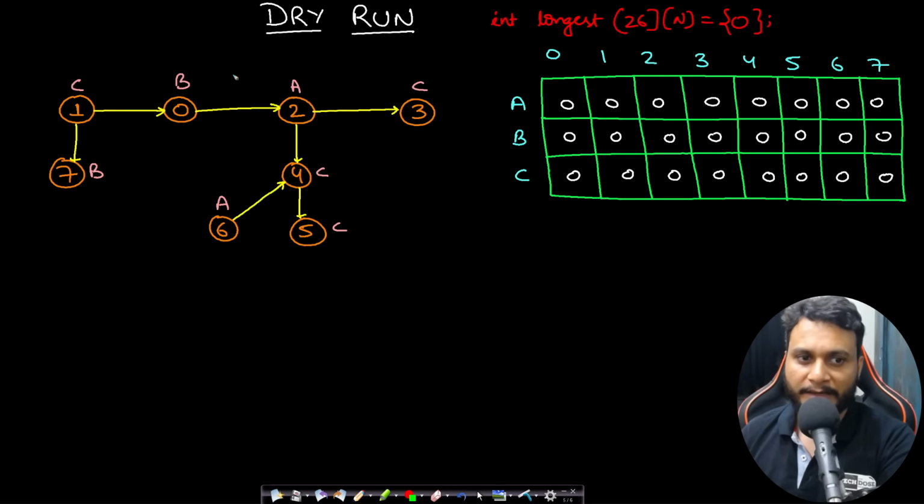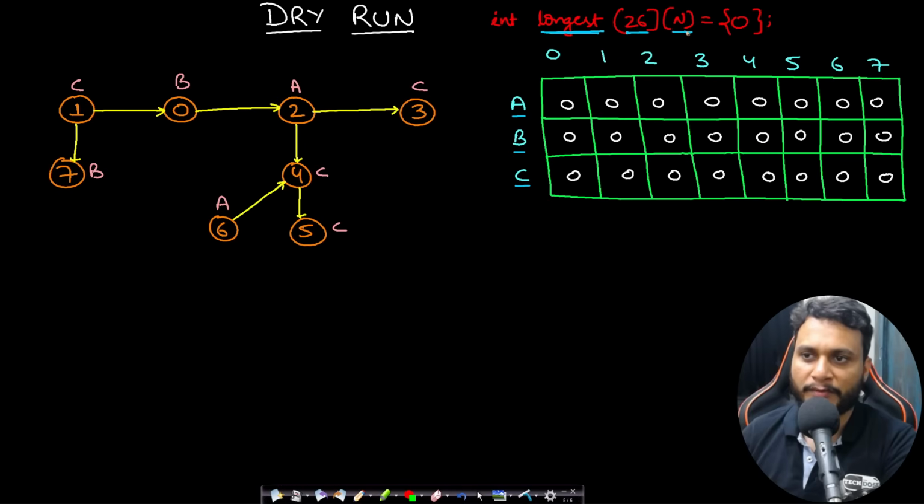Now let's see the dry run by using the same example. In this case I am taking a 2D matrix which has 26 rows for all the possible colors, but for this example I will just be assuming that I have only 3 possible colors: A, B, C. And there are n columns, where each column represents the maximum count of each of the colors for each particular node. Initially all the count values will be 0, as I have already explained.